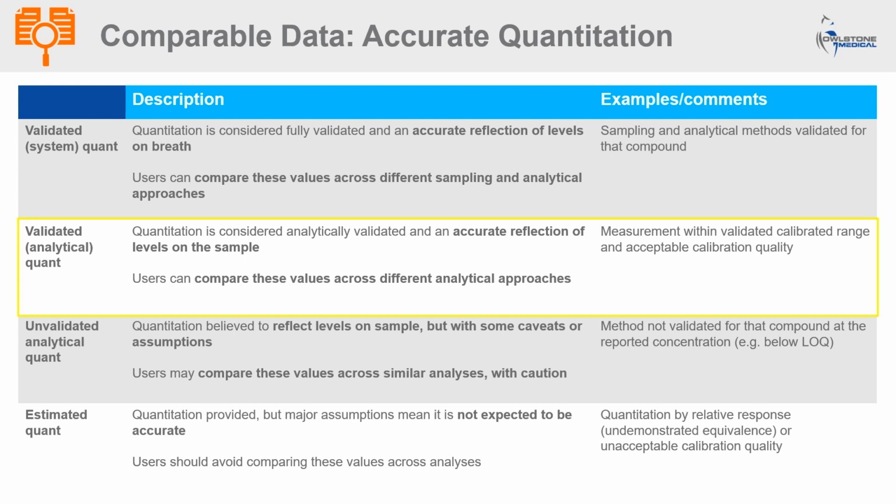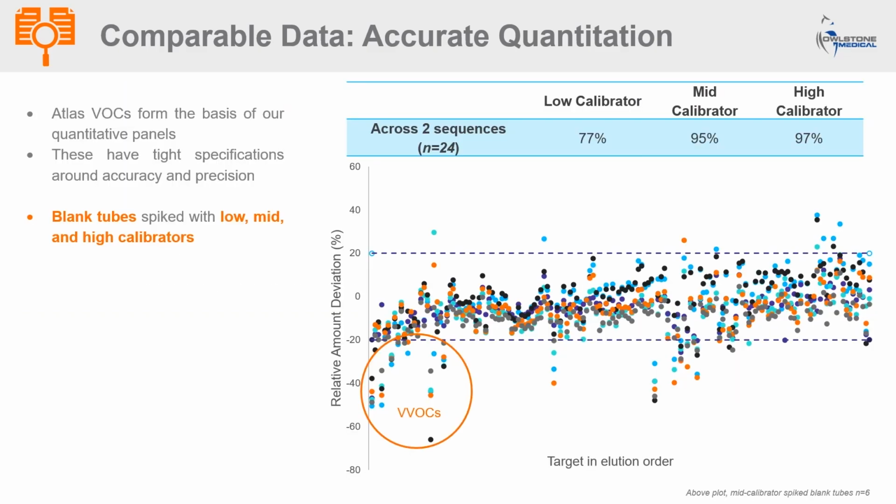So in Atlas, we aim to report concentrations with validated analytical quantitation. To do this, we have a target panel comprised of Atlas VOCs. This plot shows the expected precision across sequences for that target panel. Now, in this case, we've injected target VOCs onto blank tubes at the low, mid, and high calibrator levels.